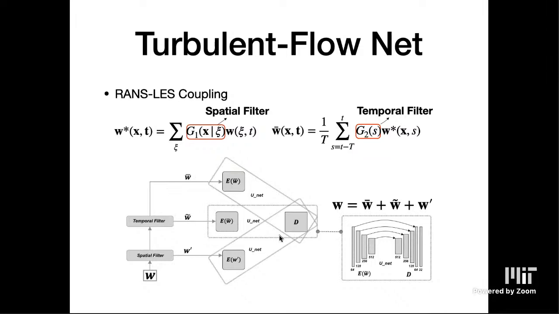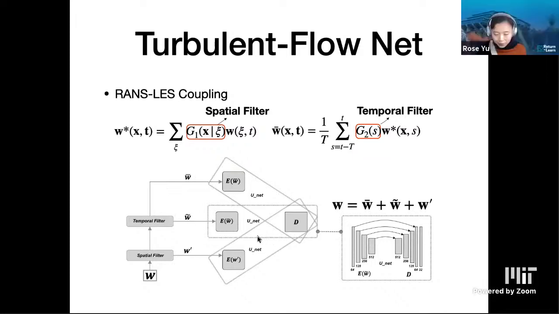For each of the components, we use a UNet, and the UNet is a multi-layer convolutional neural network with residual connections. So we encode each of the components with separate encoders, right, to account for their multi-scale dynamics. And we use a shared decoder to model the interactions across frequencies. And this is the resulting model, which we call turbulent flow net.